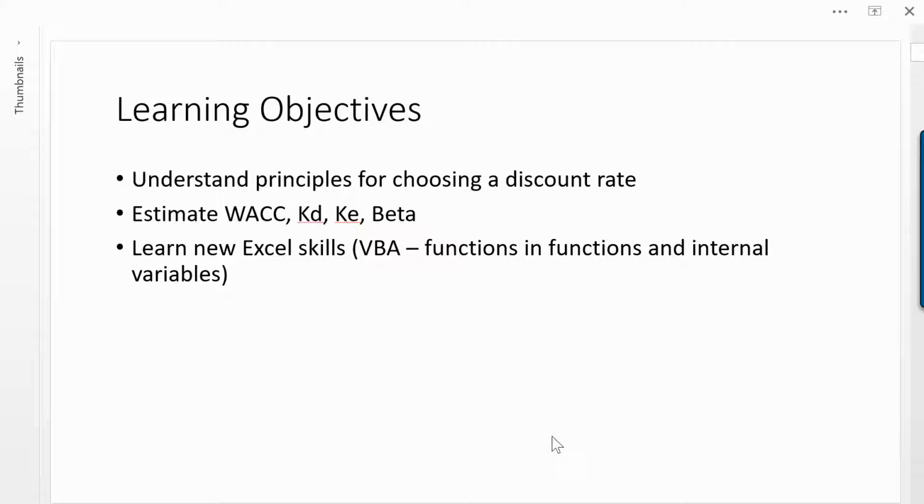In this topic, we're going to understand the principles for choosing a discount rate for both NPV and IRR hurdle rates, estimate WACC, cost of debt, cost of equity, beta, and learn some new Excel skills.